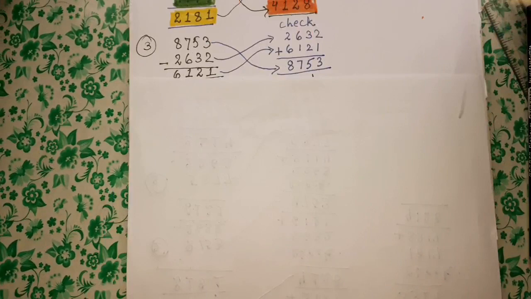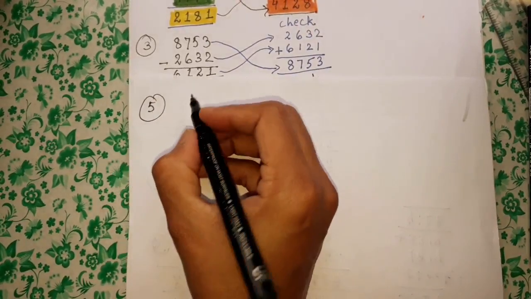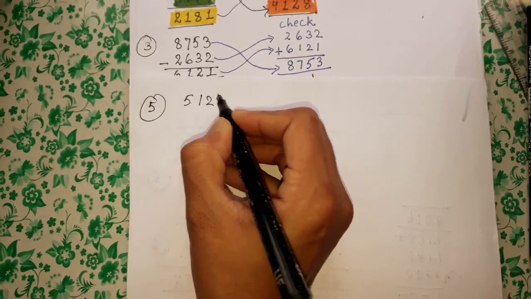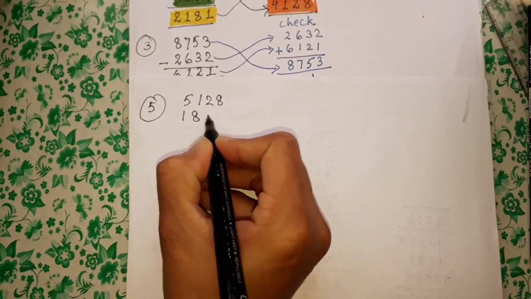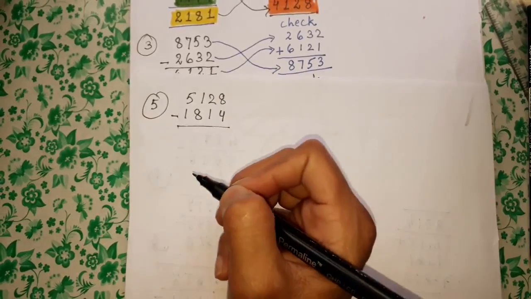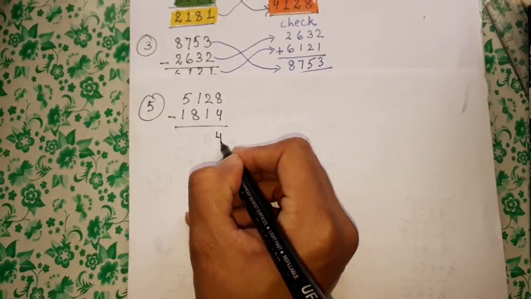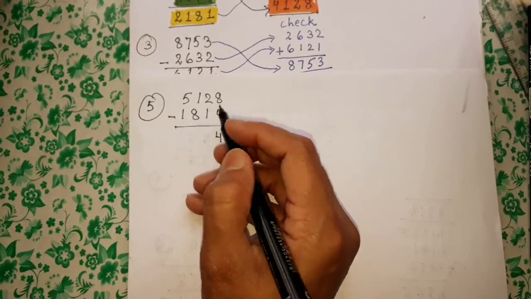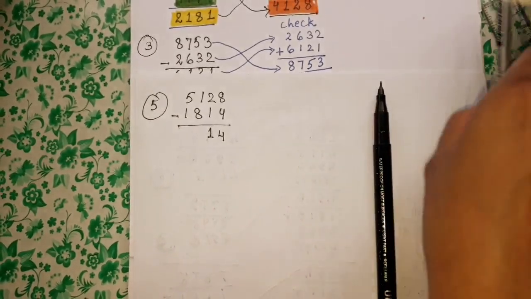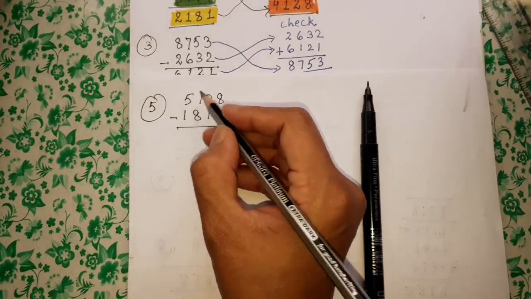Our next example is 5128, and we have to subtract 1814 from 5128. When we subtract 4 from 8 we get 4. When we subtract 1 from 2 we get 1. And here we are not able to subtract 8 from 1. What we have to do? We have to take borrow.